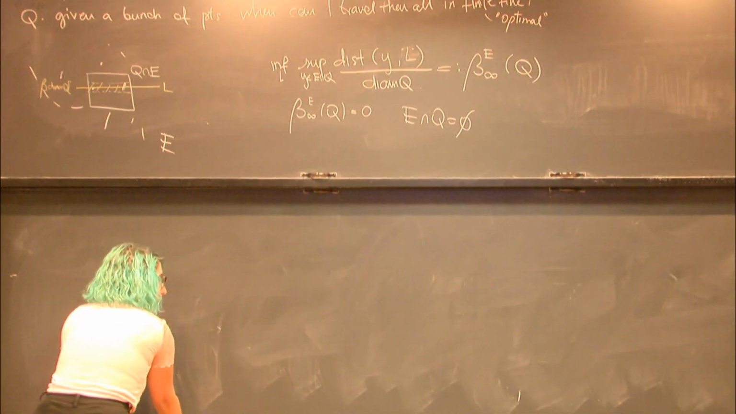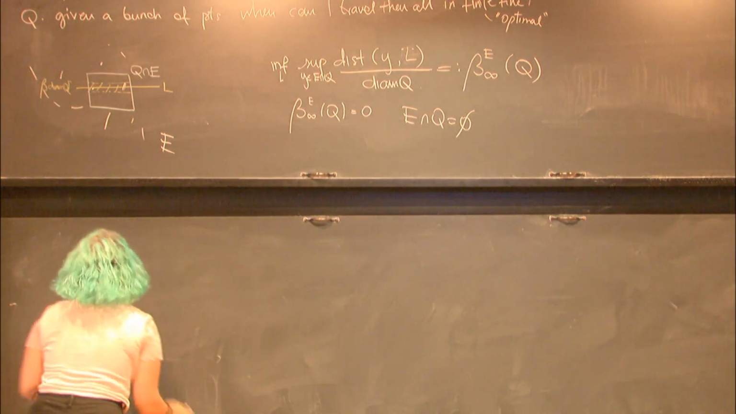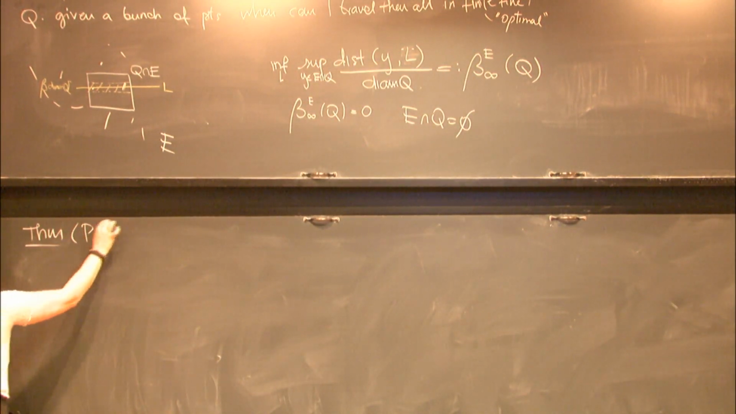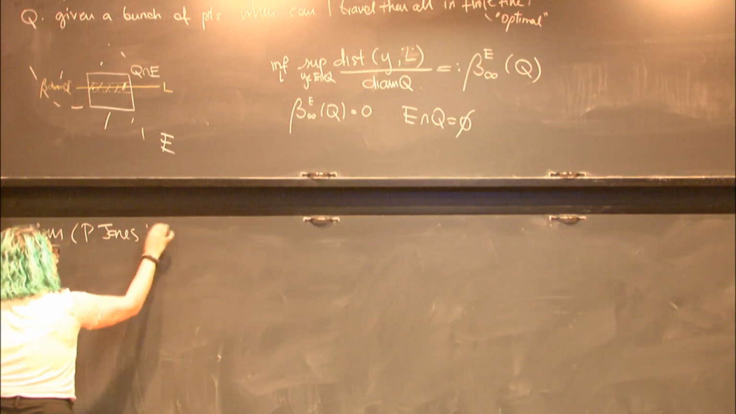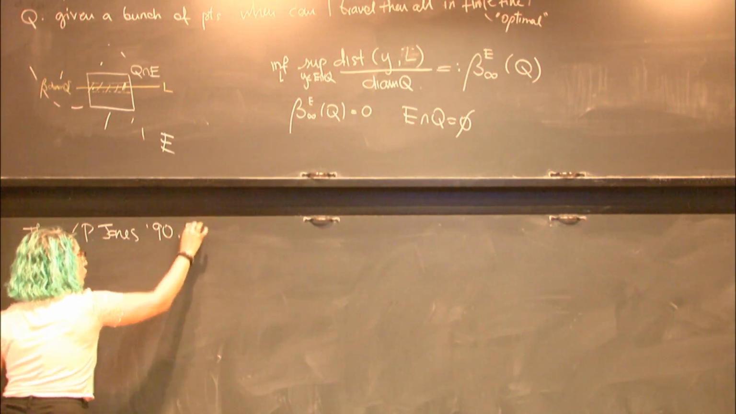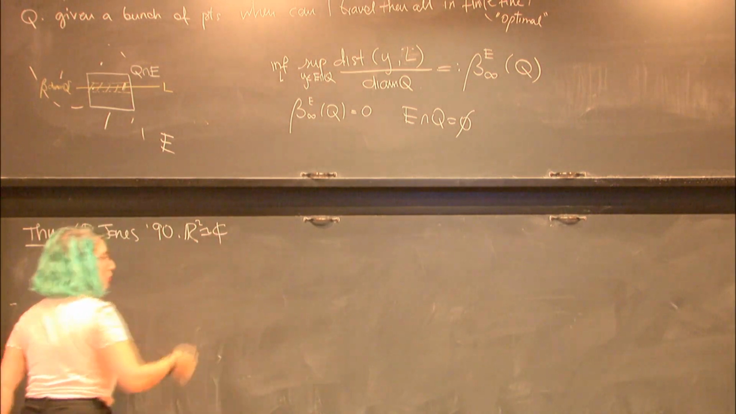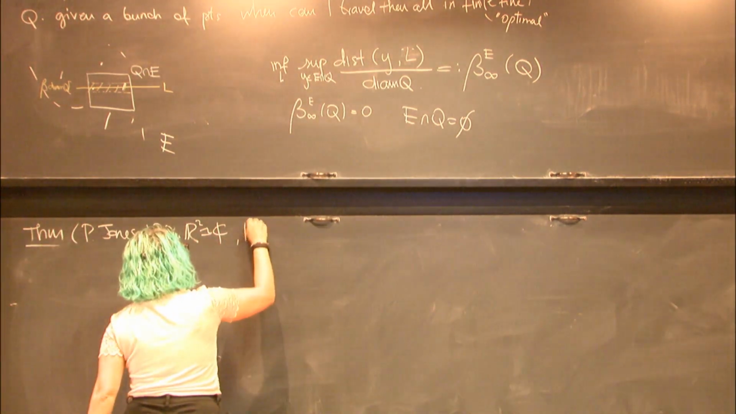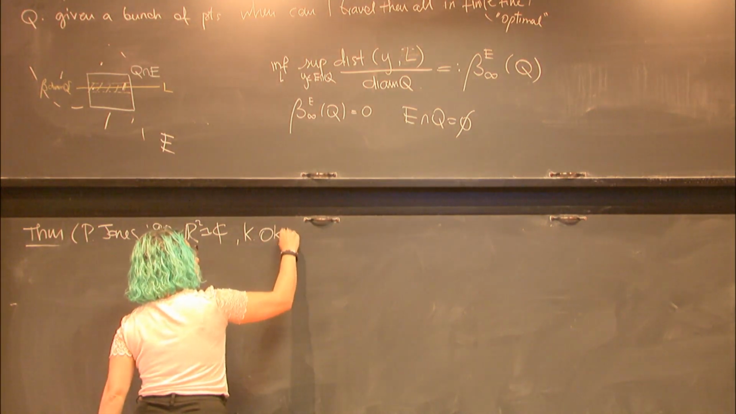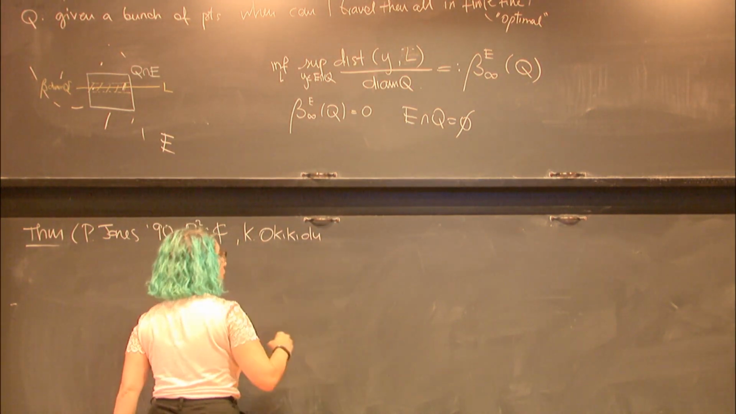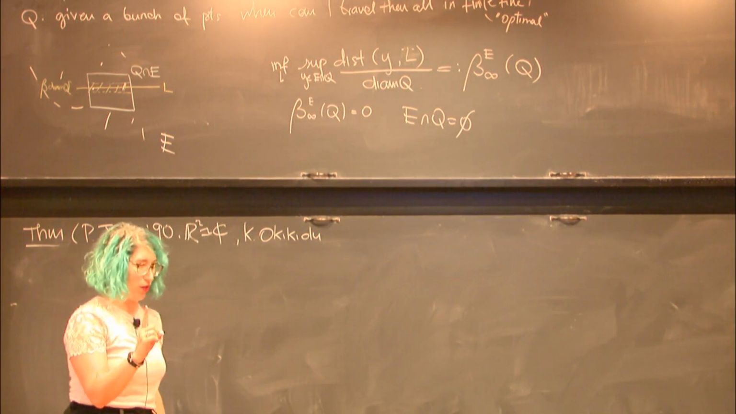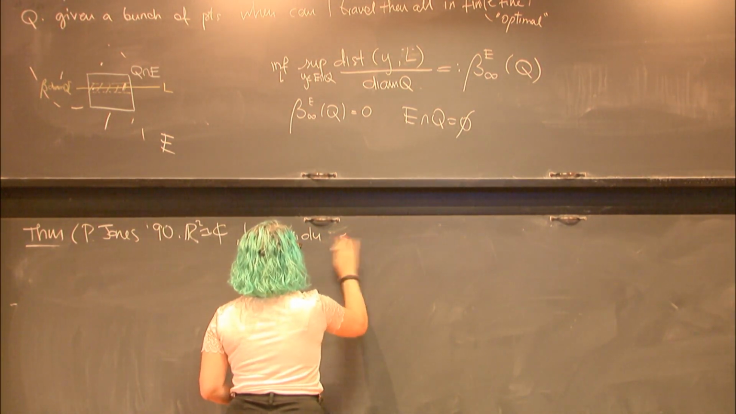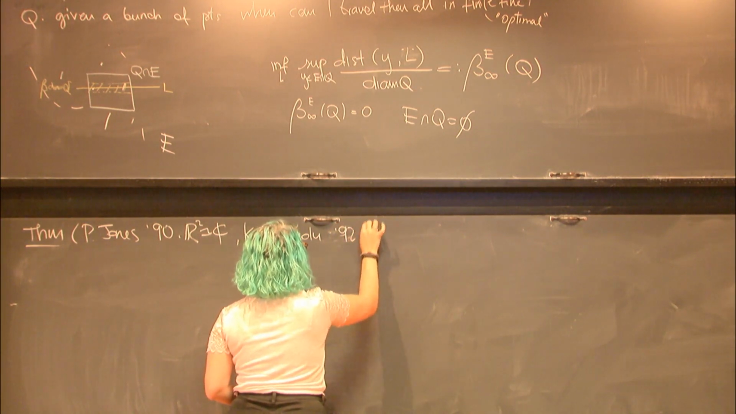So the theorem says, all right, this is the theorem. It is due to Peter Jones in 1990. He proved it in R2, and because R2 is actually the complex plane, he used complex techniques. And then Kate Okikyalu generalized it to one-dimensional objects in Rn. This was in '92, I think.